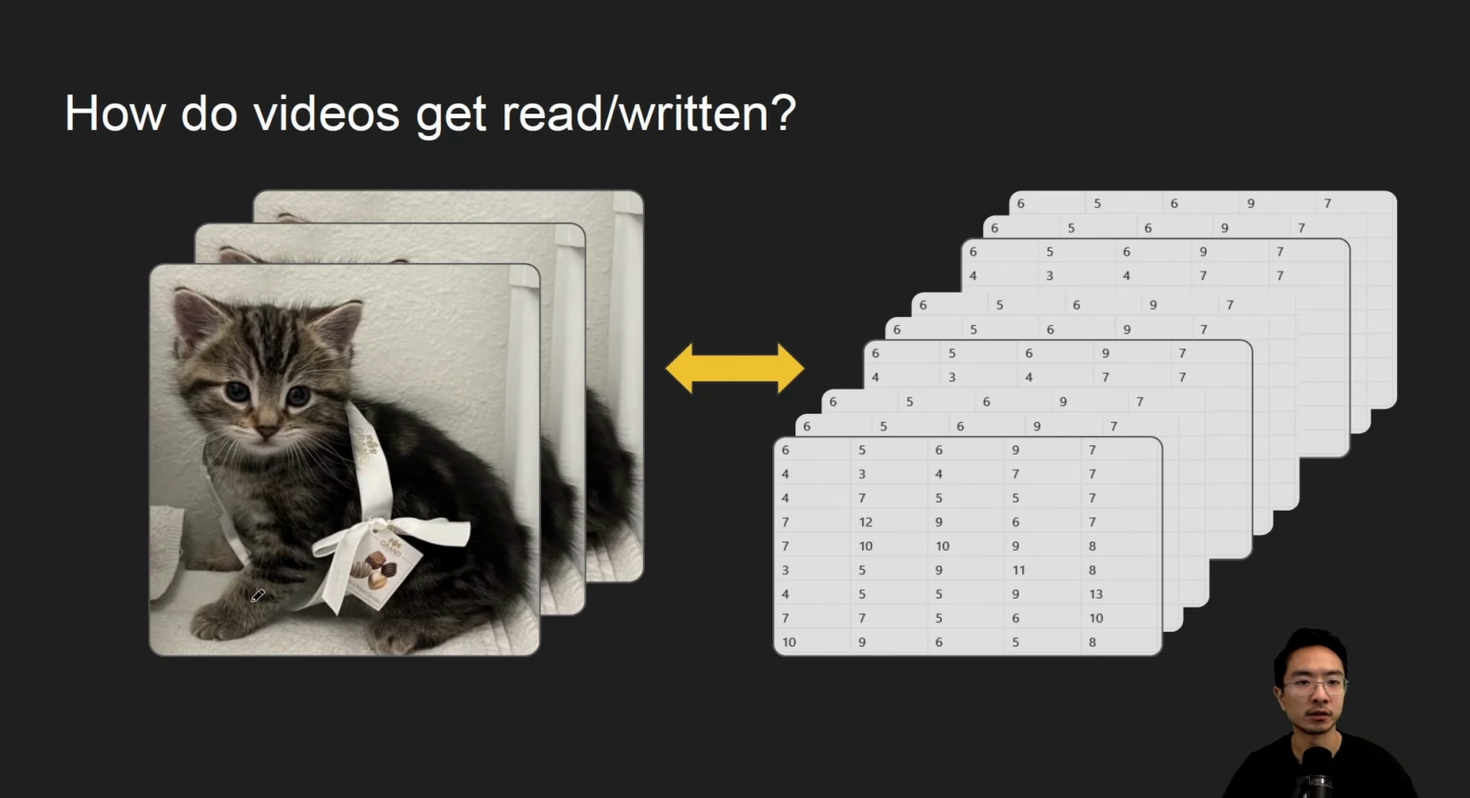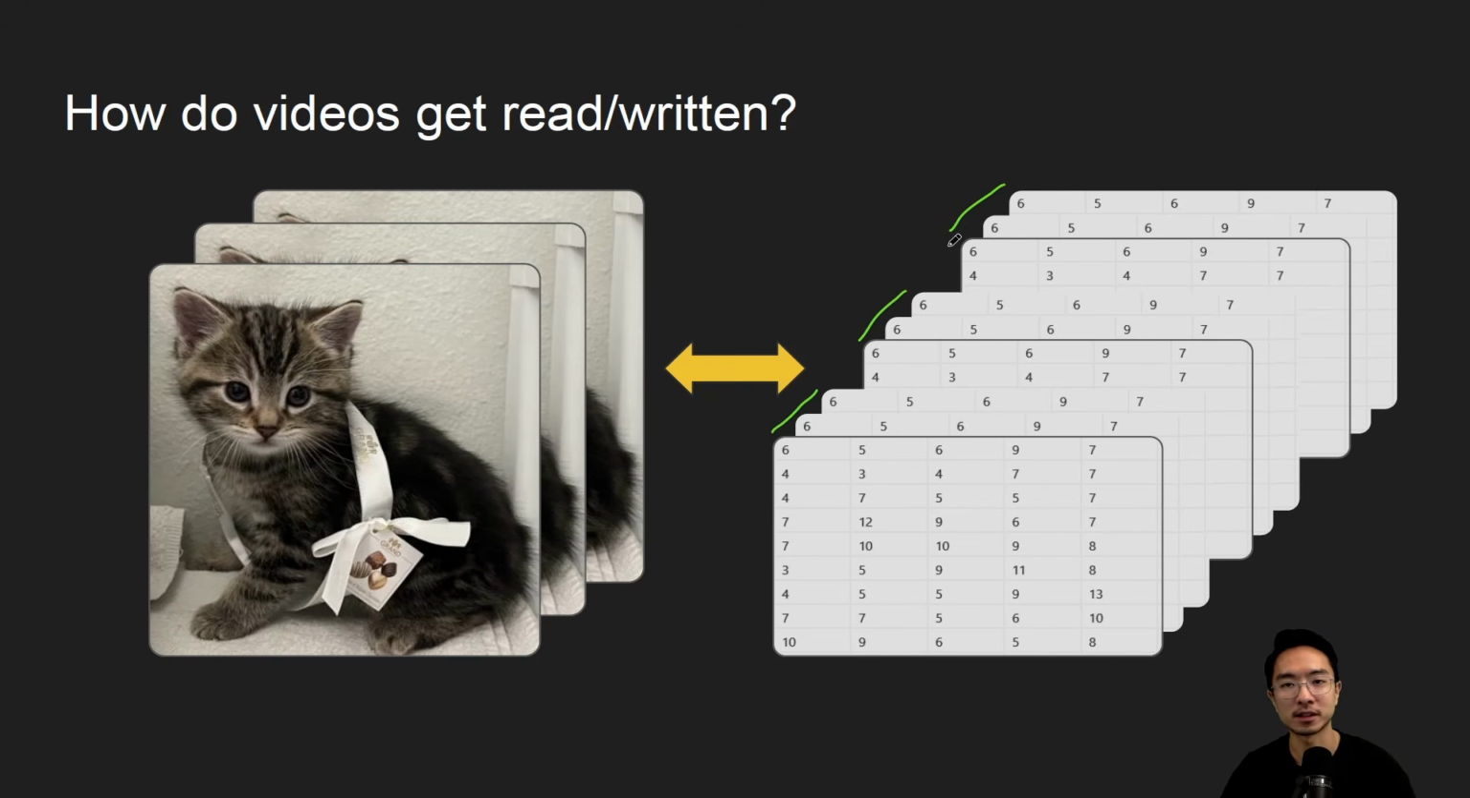Okay, so how do videos get read and written? Typically, as we saw in one of the earlier slides, it's a series of frames. You can think of each frame as having 3 channels, and each channel has its own color. So here you can see a set of 3, a set of 3, a set of 3, because each image has its own channels.